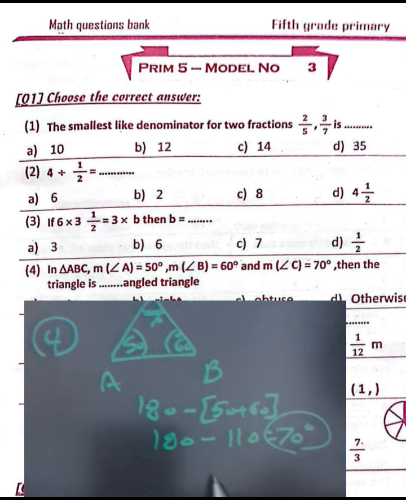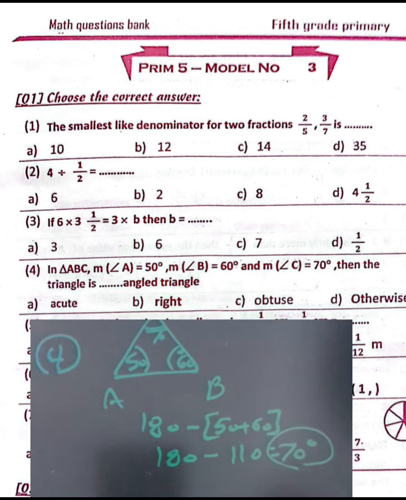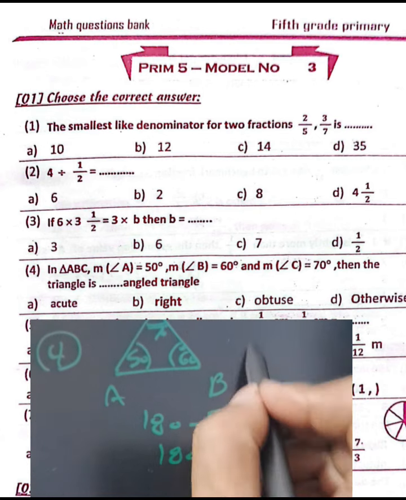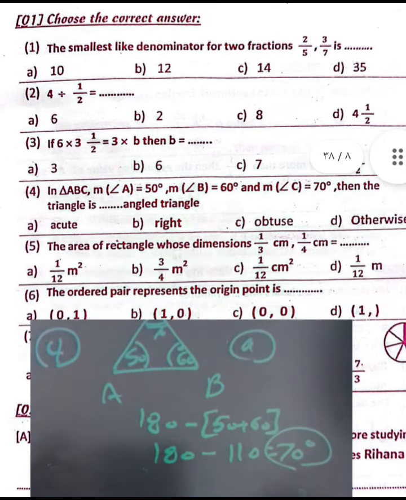Then we call it an acute triangle, because all of its angles measure less than 90 degrees. We call it an acute angle triangle. It shows letter A, an acute angle triangle.